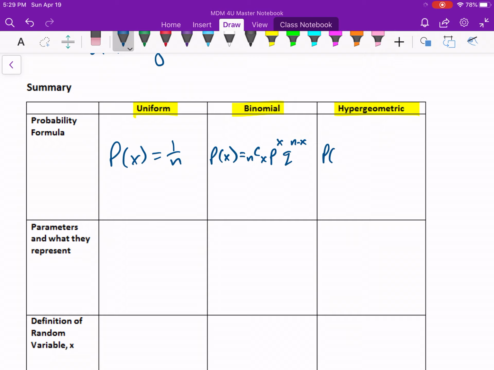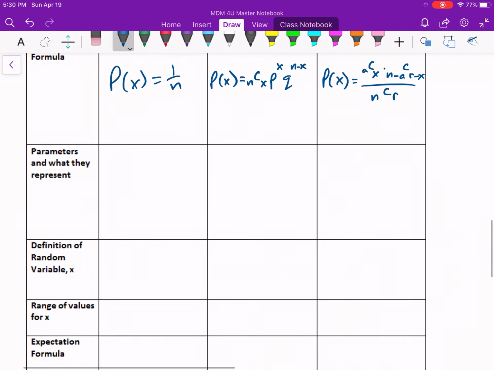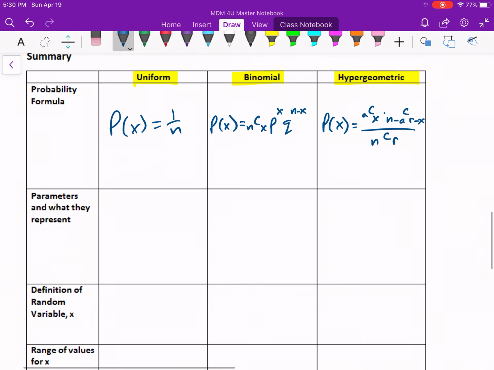And the probability for hypergeometric is a choose x times n minus a choose r minus x all over n choose r. The parameters and what they represent. So in this, again, let's go back to uniform. The only parameter really that we need to know is the population size.